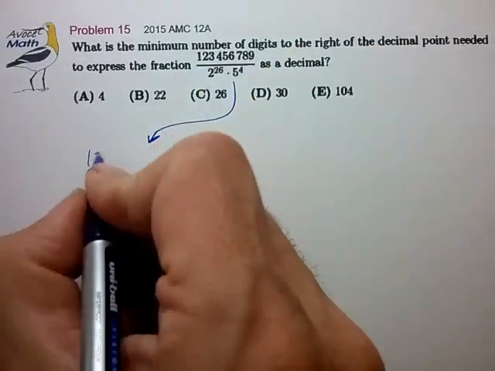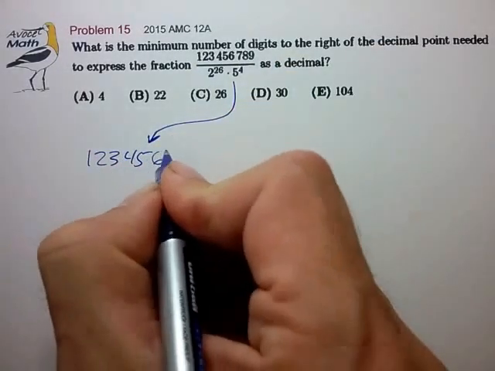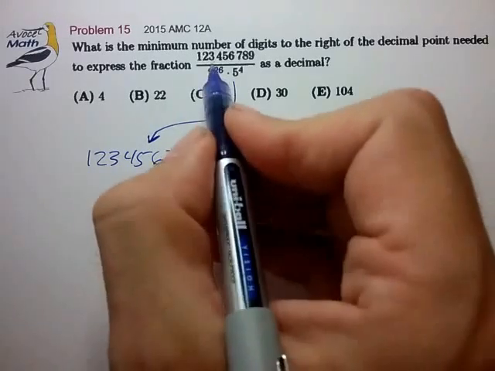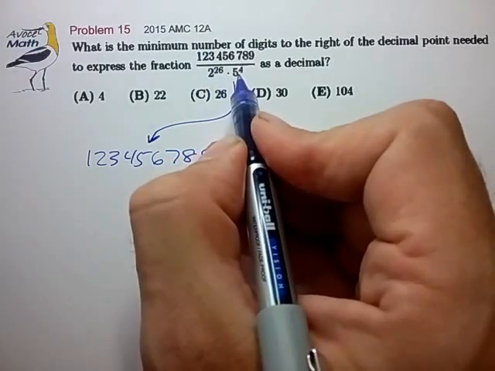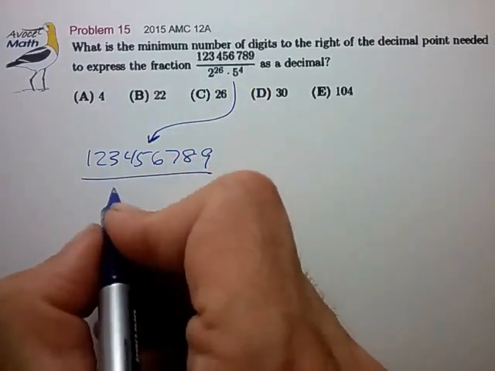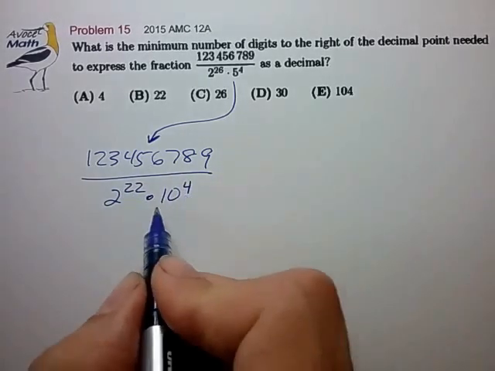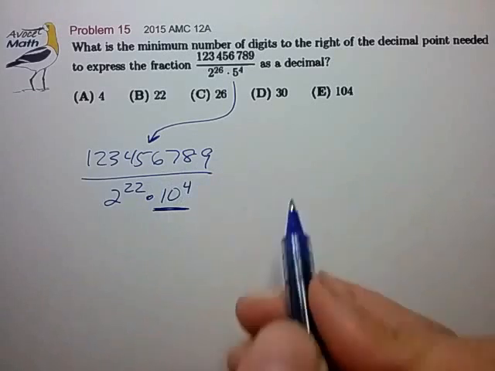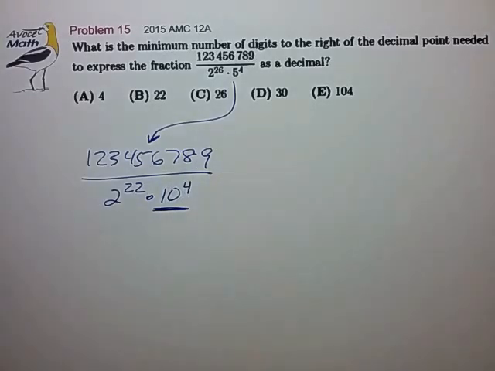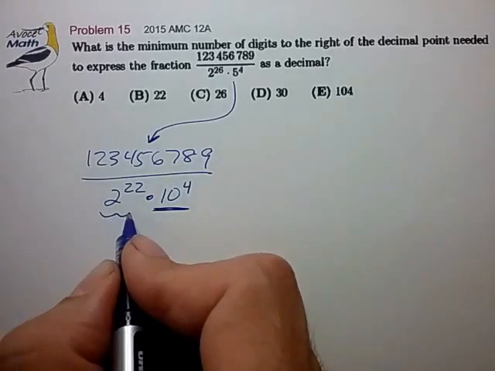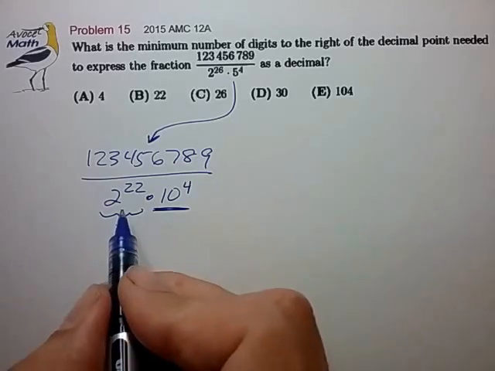And let me write this as 1, 2, 3, 4, 5, 6, 7, 8, 9, and take 2 to the fourth and move it over with 5 to the fourth. And that creates 2 to the 22nd times 10 to the fourth. So now I know what 10 to the fourth does. That just simply moves the decimal point over by 4 positions. I'm still not quite sure what 2 to the 22nd does.